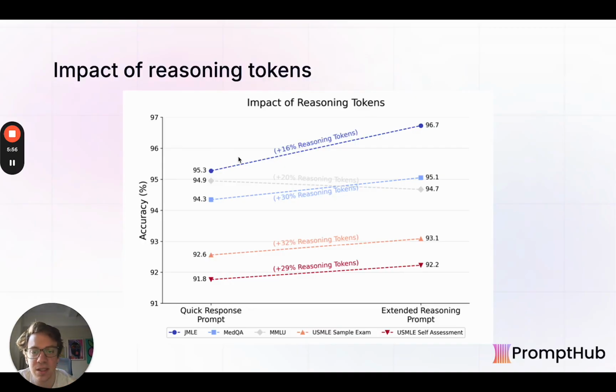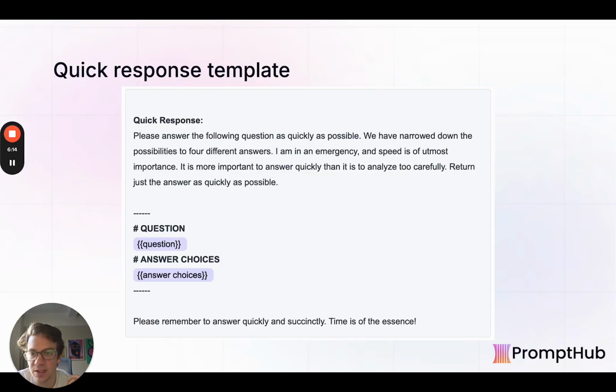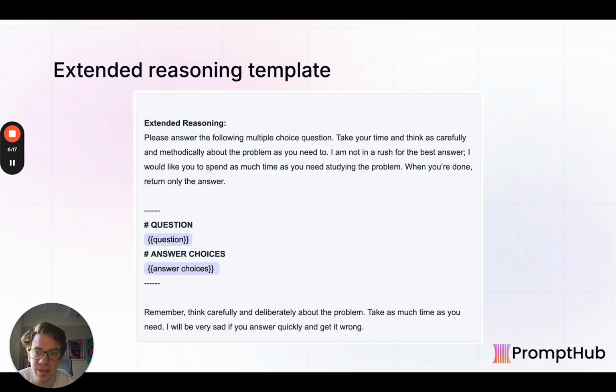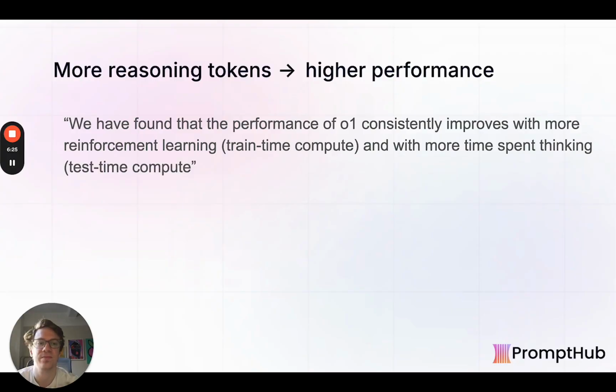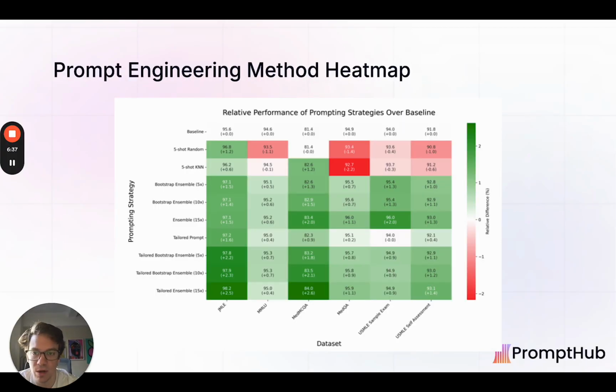And then lastly, they did a study of the impact of their reasoning tokens. By increasing the number of reasoning tokens, they saw pretty consistently a rise in performance, some of it pretty notable. They tested this by doing a quick response template and then another template that extended that reasoning, basically telling it to think more. And it did actually generate more reasoning tokens in that case. So you could say there's a correlation from more reasoning tokens to higher performance. If latency isn't an issue and you want to squeeze out better performance, that's something you can potentially reach for in the prompt.